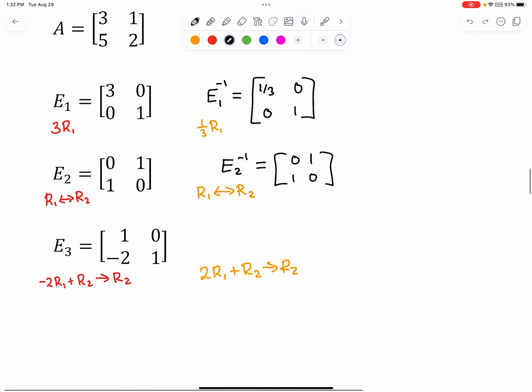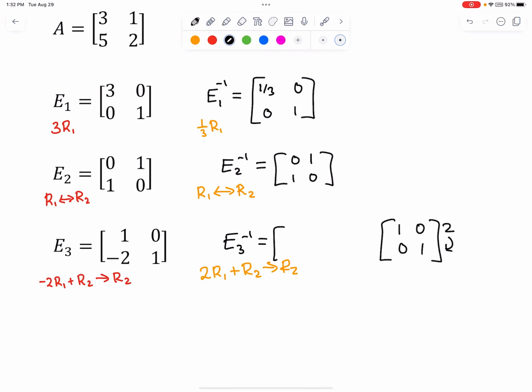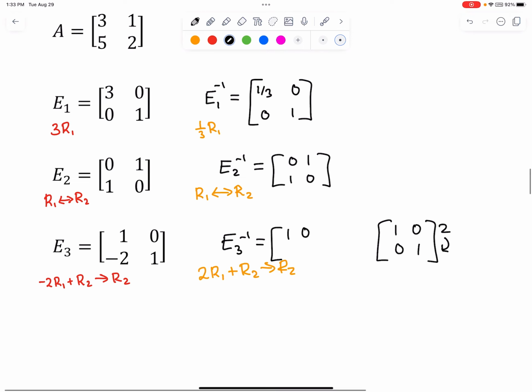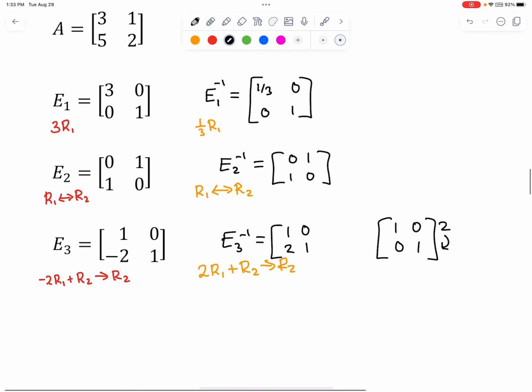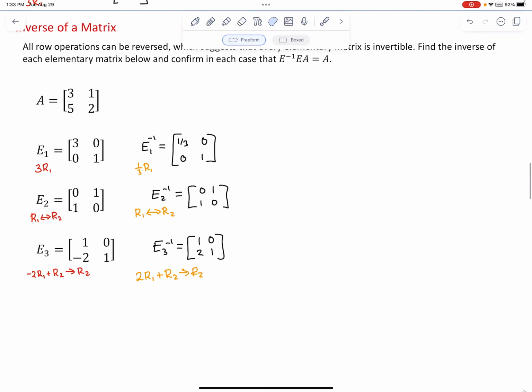And the last case, E3 inverse. So do the orange operation, but begin with the identity matrix. Double row 1 and add that to row 2 to make a new row 2. And so row 1 will not change, so 1, 0, still there. But when I do this row operation, double 1 add 0 is 2, and double 0 add to 1 is 1 still. Okay, now these are the 3 inverses of the 3 elementary matrices.